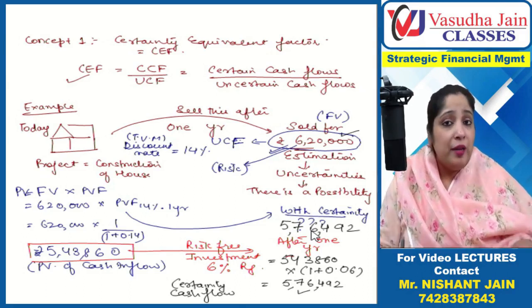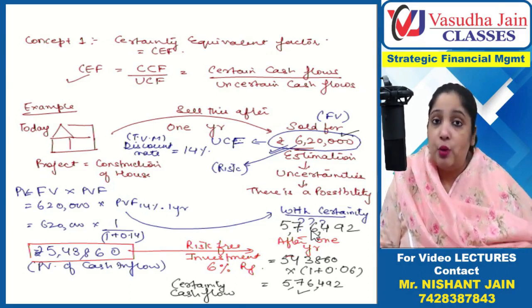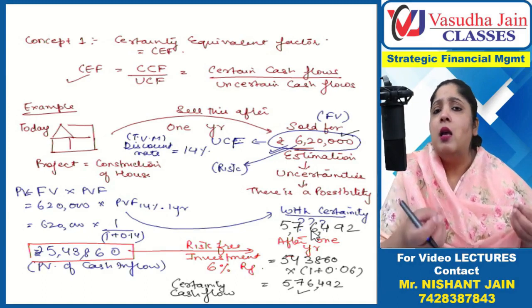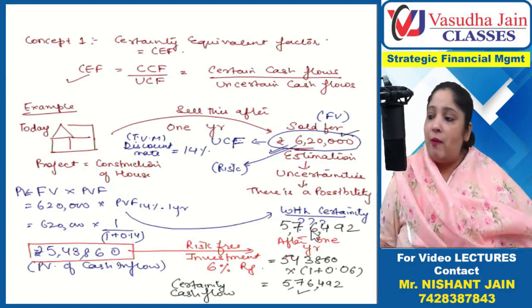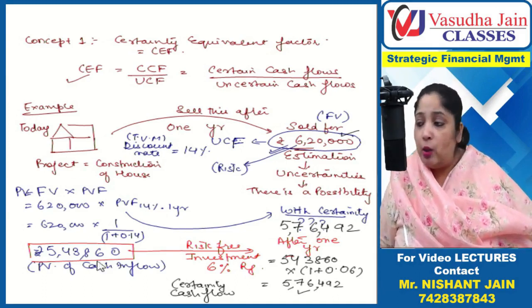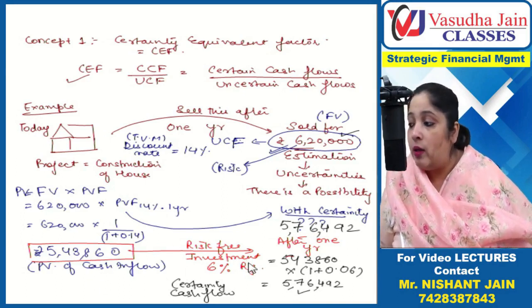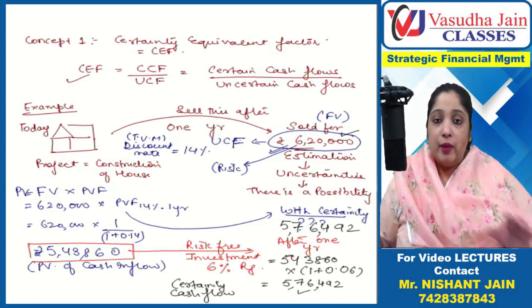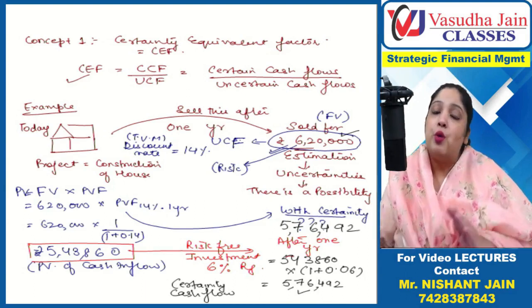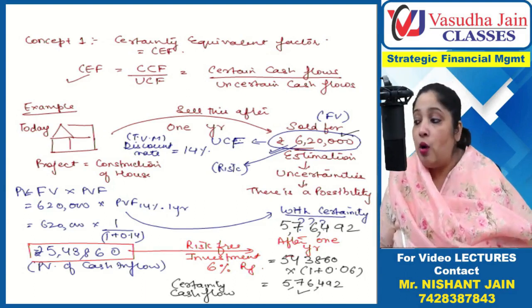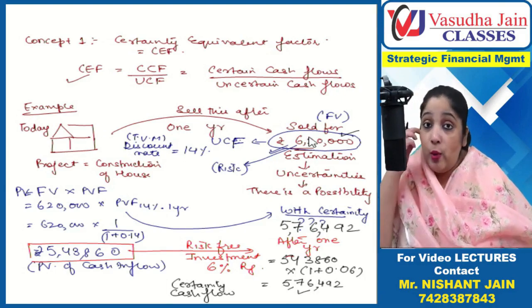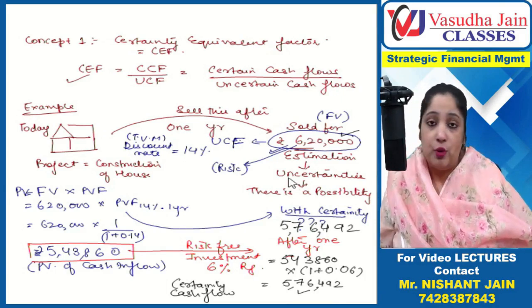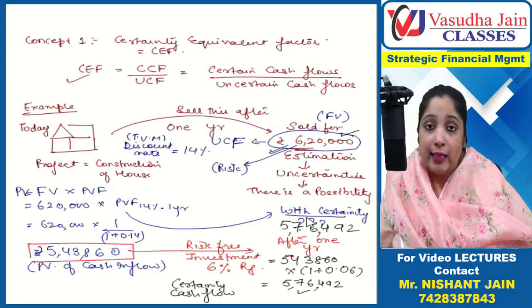And if you are not even getting 5,76,000, you are just getting 5,60,000 rupees, you will say, ma'am, why should I construct the house? It's better to invest this money in the risk-free rate of return. At least I would be getting 5,76,492. With the same thought process, we are going to solve the question. We are not going to evaluate the uncertain cash flows. We are going to evaluate the certain cash flows.